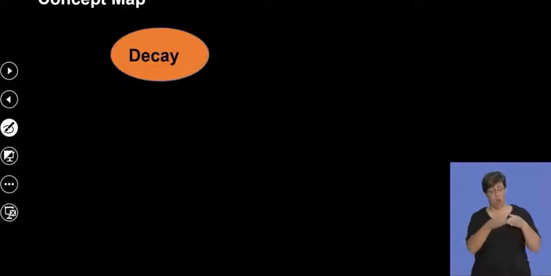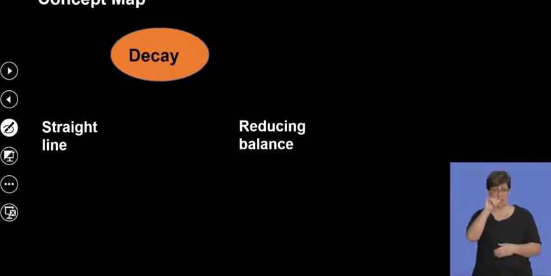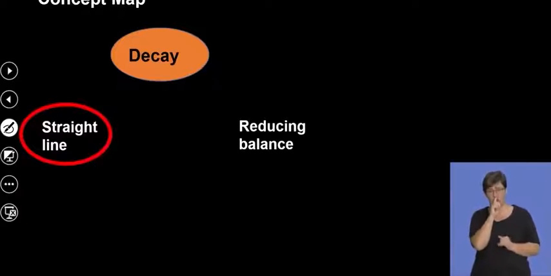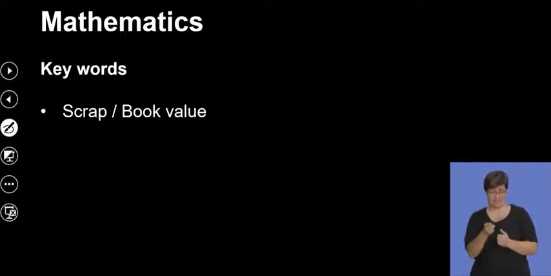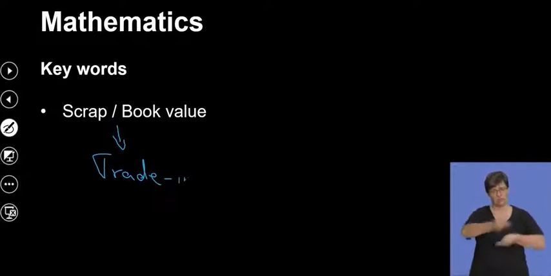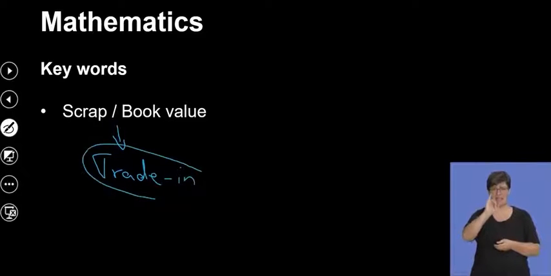Now, our main concept now is decay, right? So we've looked at the straight line decay. Now we're moving on to the reducing balance one. And the keyword has always been scrap value or book value, which means one and the same thing, but at times they also call this the trade-in value.